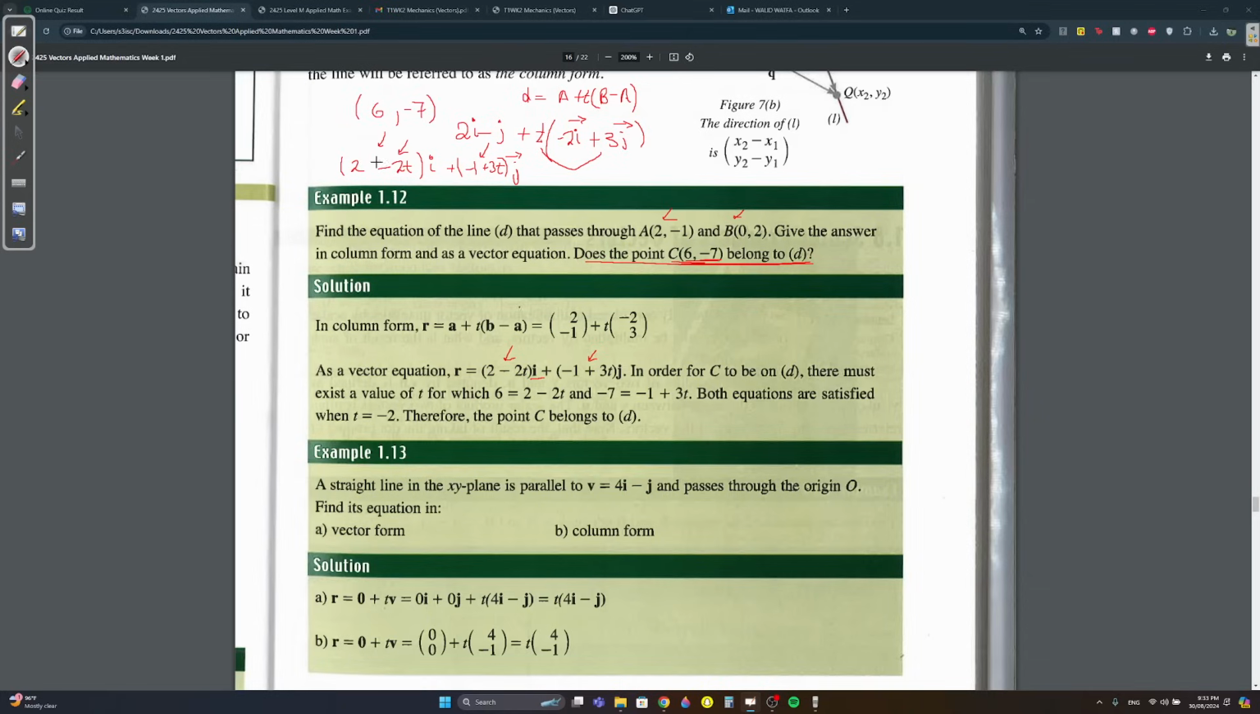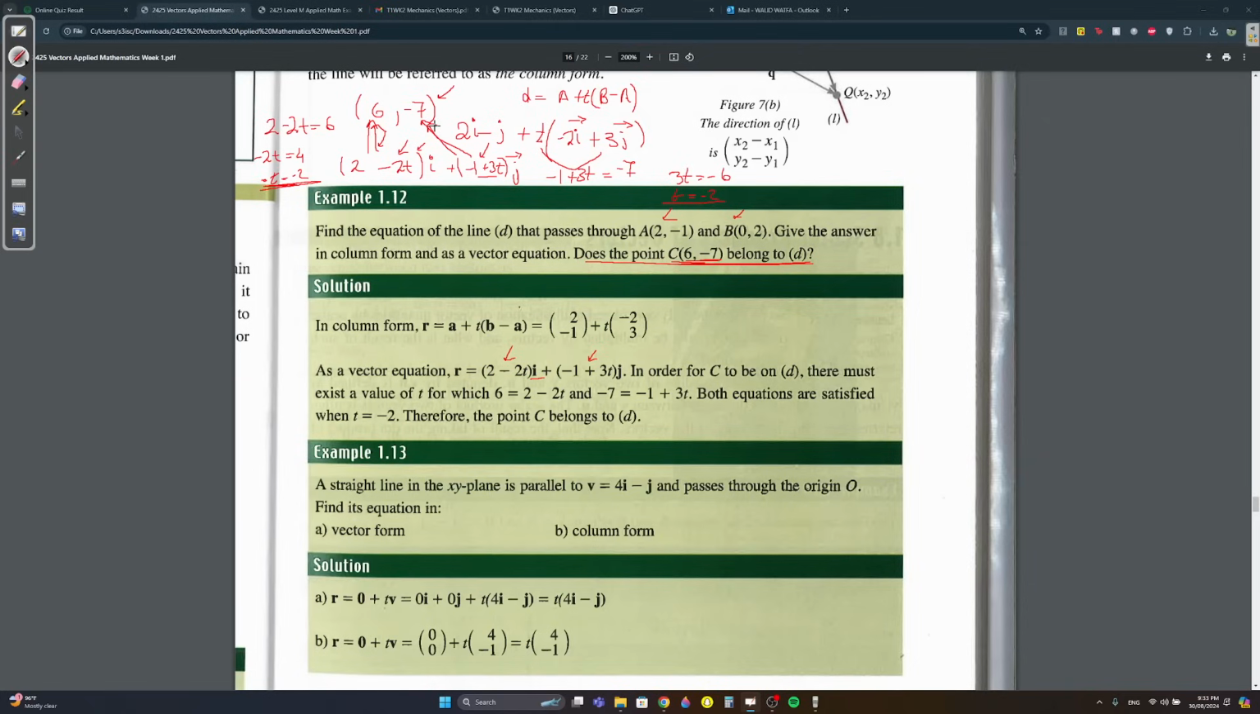You have to see if when you solve this equation for x and this equation for y, you get the same answer. Let's see. 2 minus 2t equals 6. You take 2 to the other side, you get minus 2t equals 4. You divide by minus 2, you get t equals minus 2. Then here, minus 1 plus 3t, let's equate it to negative 7, because this is the x, right? You know, i is for the x and j is for the y. Minus 1 plus 3t equals minus 7. Minus 1 to the other side, you get 3t equals minus 6. And then you're going to get t equals minus 2. Are they the same answer? Yes. So since they're the same answer, C belongs to D.